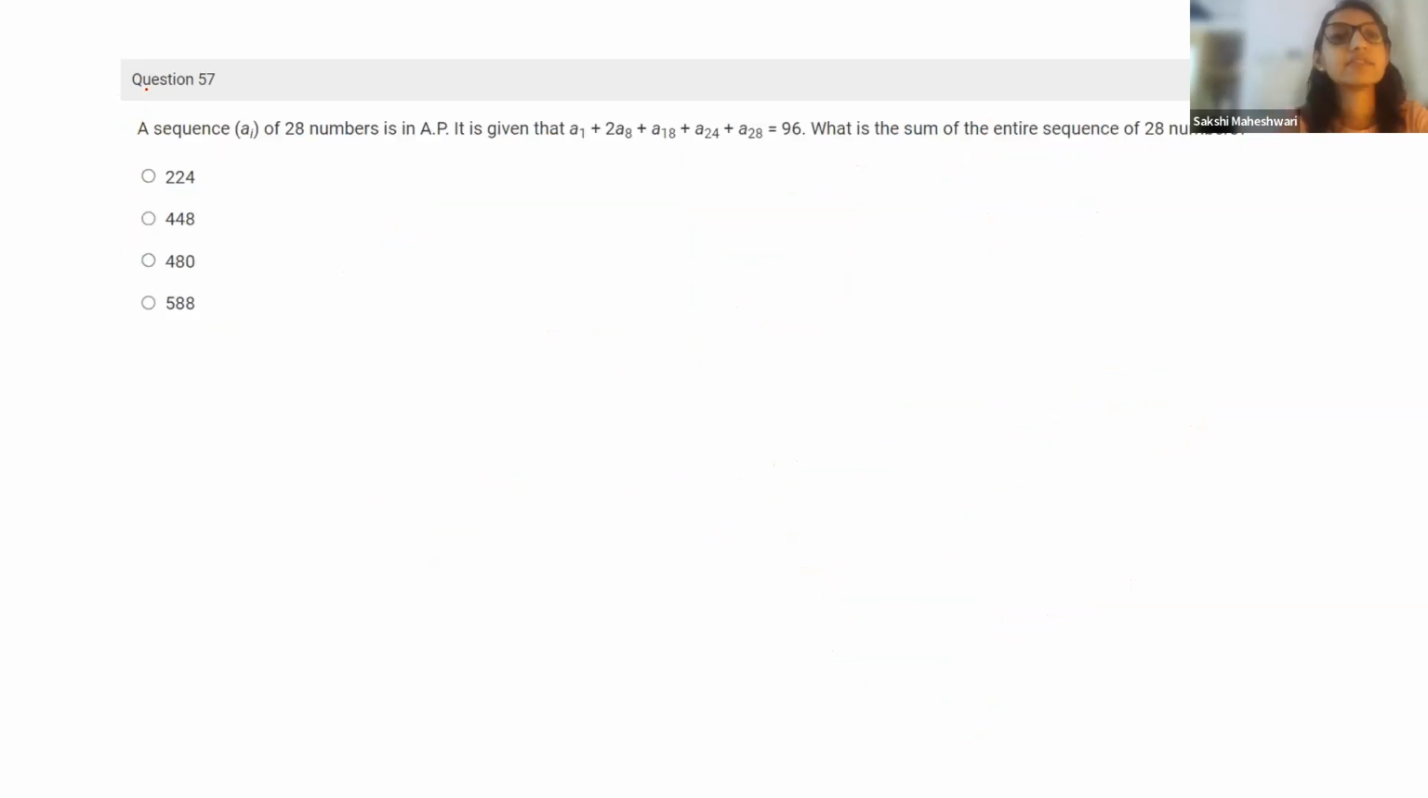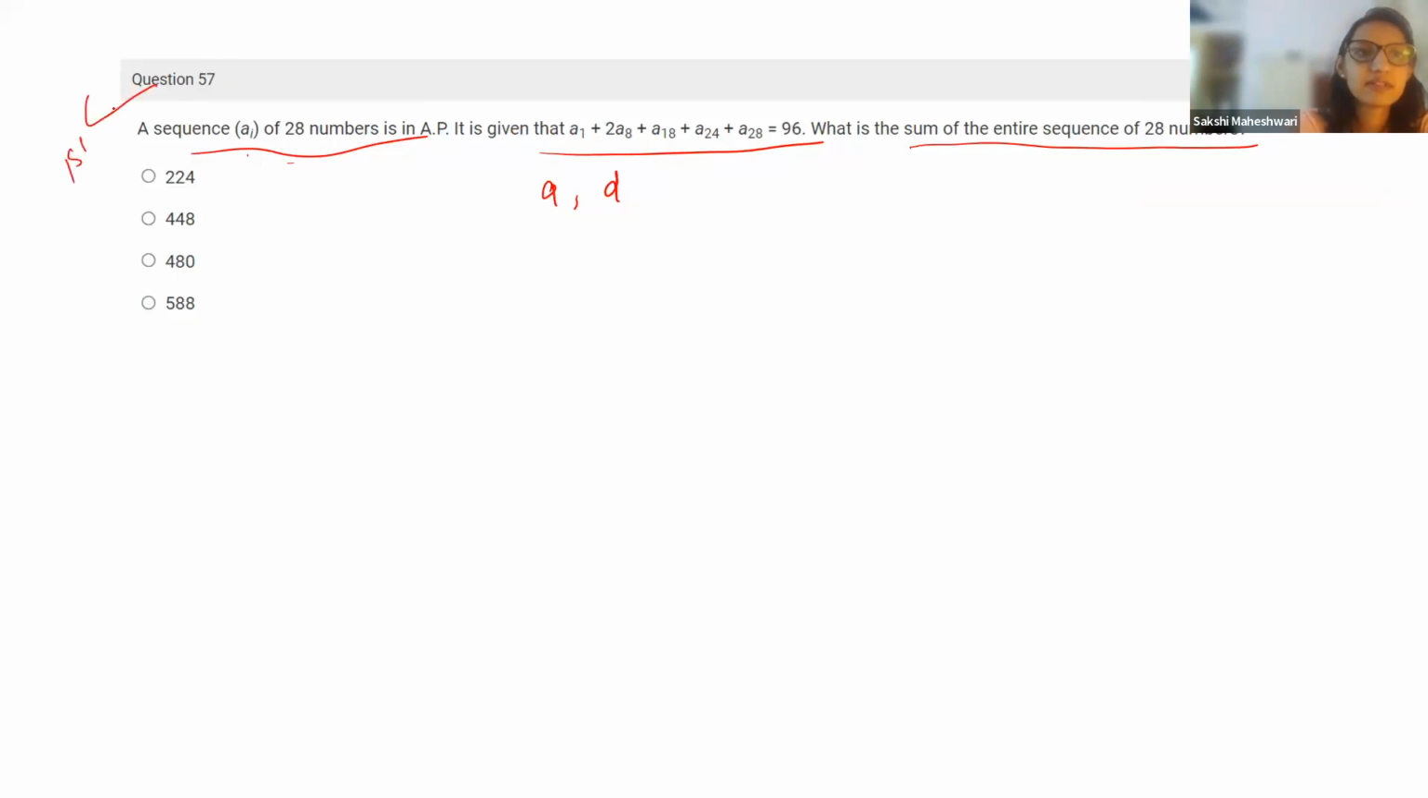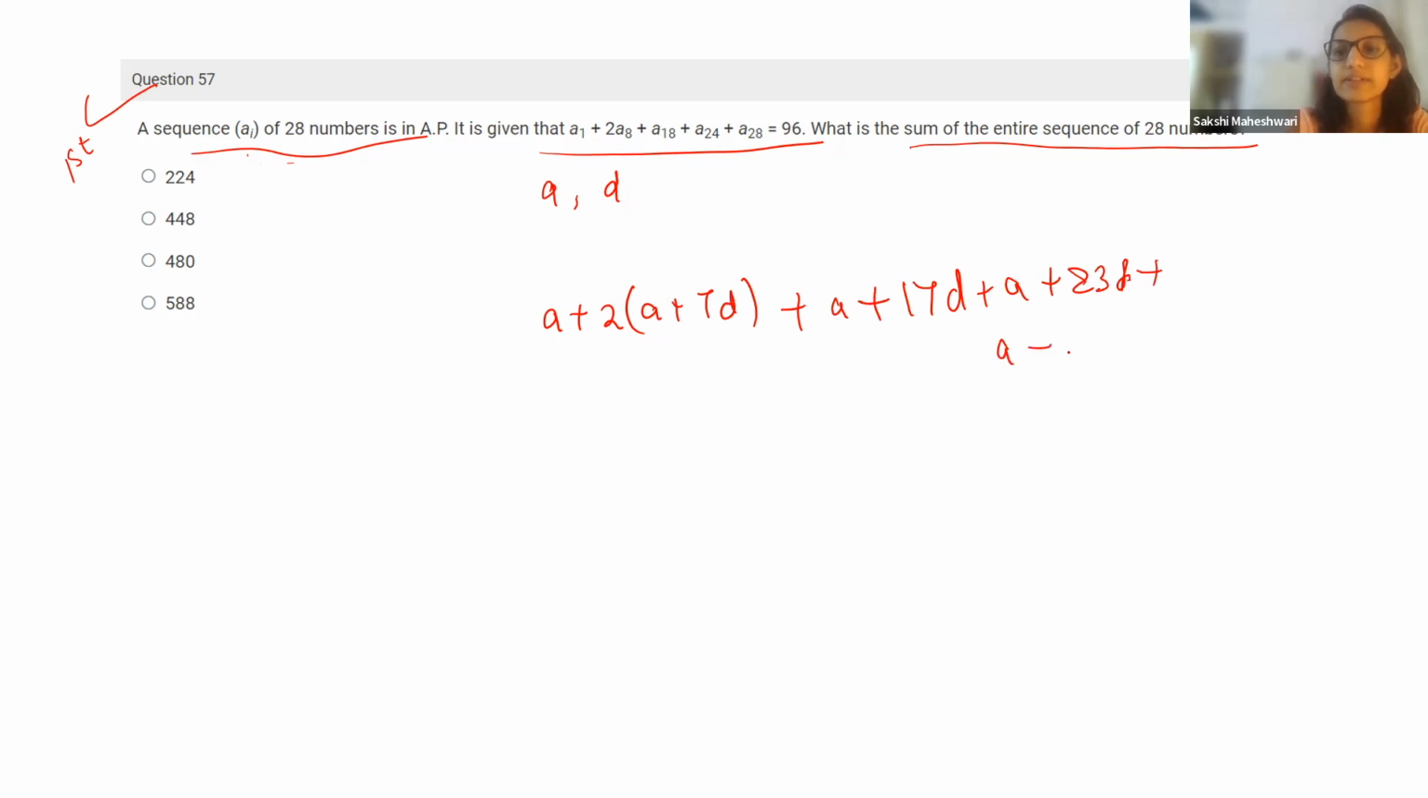Now the next question we have seems like an easy question, right? I have been given 28 numbers. This is the sum. I think I'll just need to assume a and common difference d. If I put it, I think I'll get it. This seems easy, right? Yes. So do it in the first round. See, if I replace a, this will be 2 into (a plus 7d) plus (a plus 17d) plus (a plus 23d) plus (a plus 27d). This is 96.